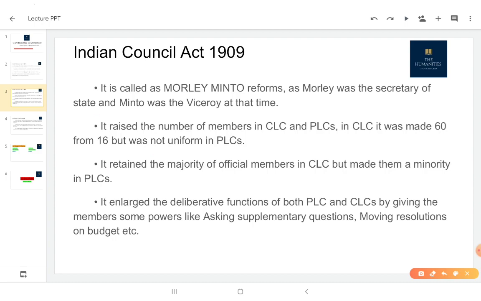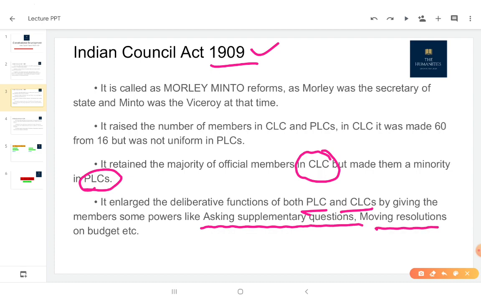with the official members, but through the 1909 Act, the membership also was increased, and in the Central Legislative Council, the majority was even then with the official members, but in provincial legislative councils, the membership was shifted towards the non-official members. Now, this act also enlarged the deliberative functions of both PLCs and CLCs. It increased their functions, and it gave the members of these legislative councils the powers like asking supplementary questions and moving resolutions on budget, etc.